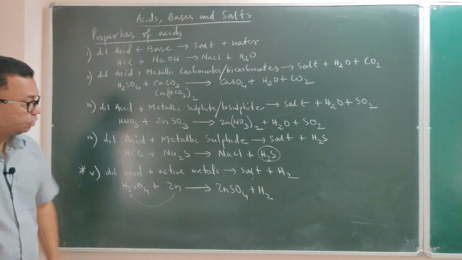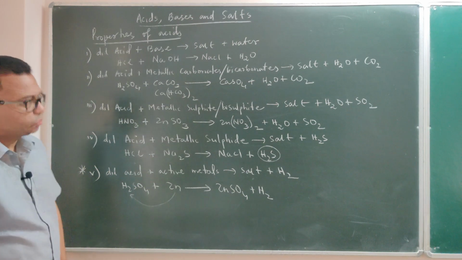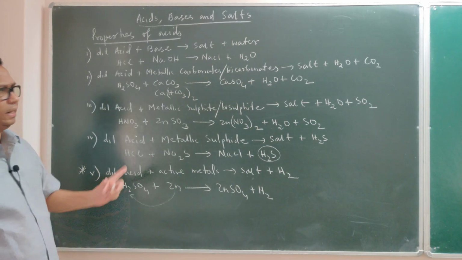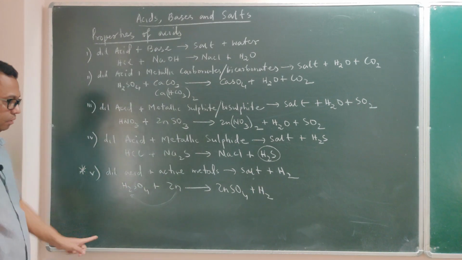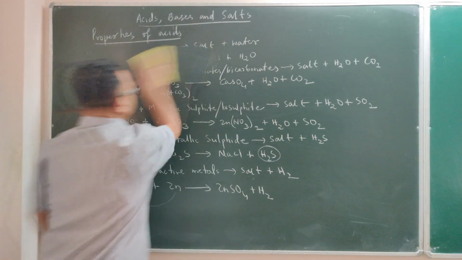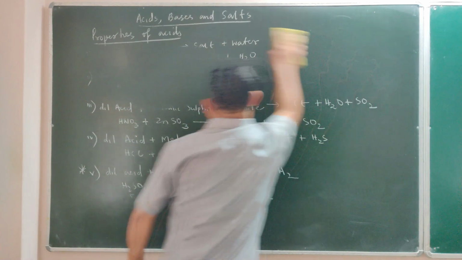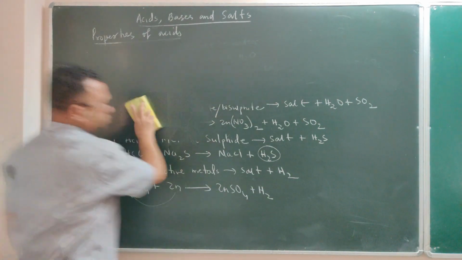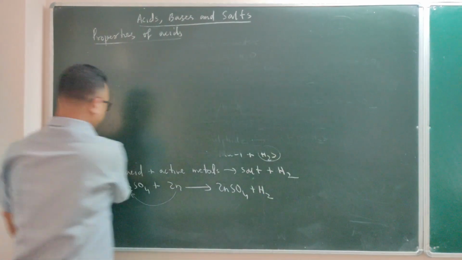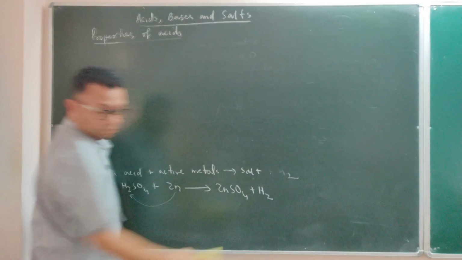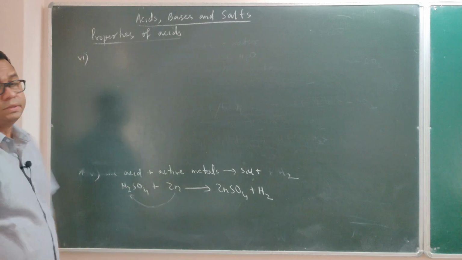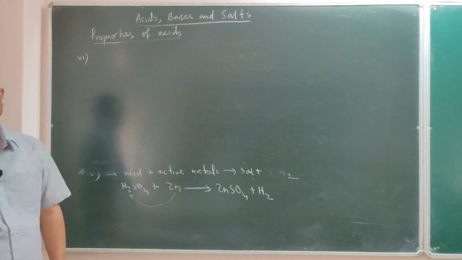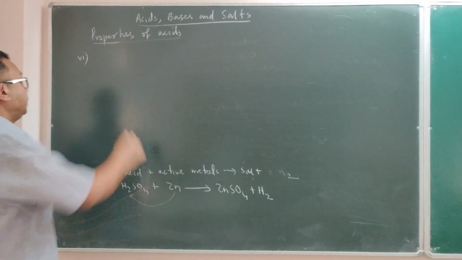Now in addition to these 5 properties, you also have some other additional properties, but those are for very few compounds. I have already written 5. Now since I don't have space, the 6th one is with respect to nitrate. Now what about dilute acid and nitrate?